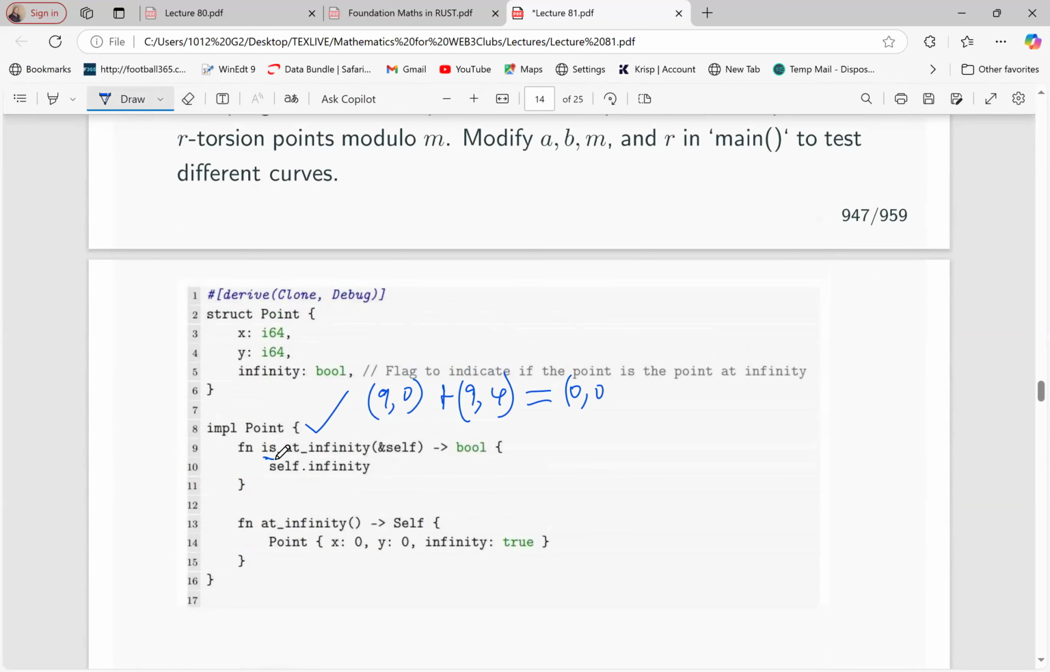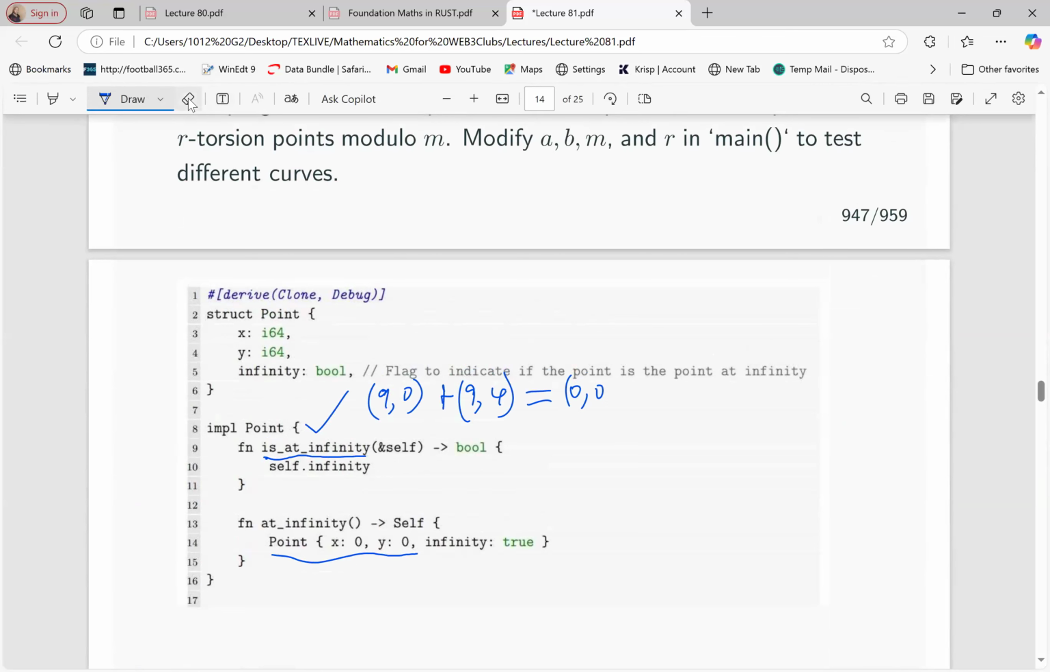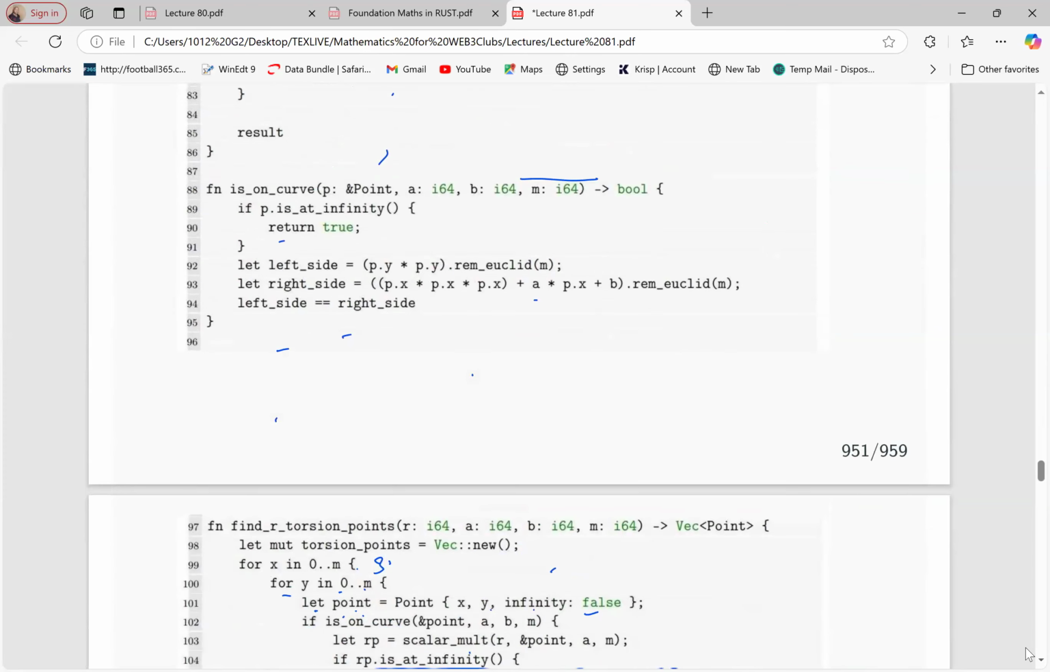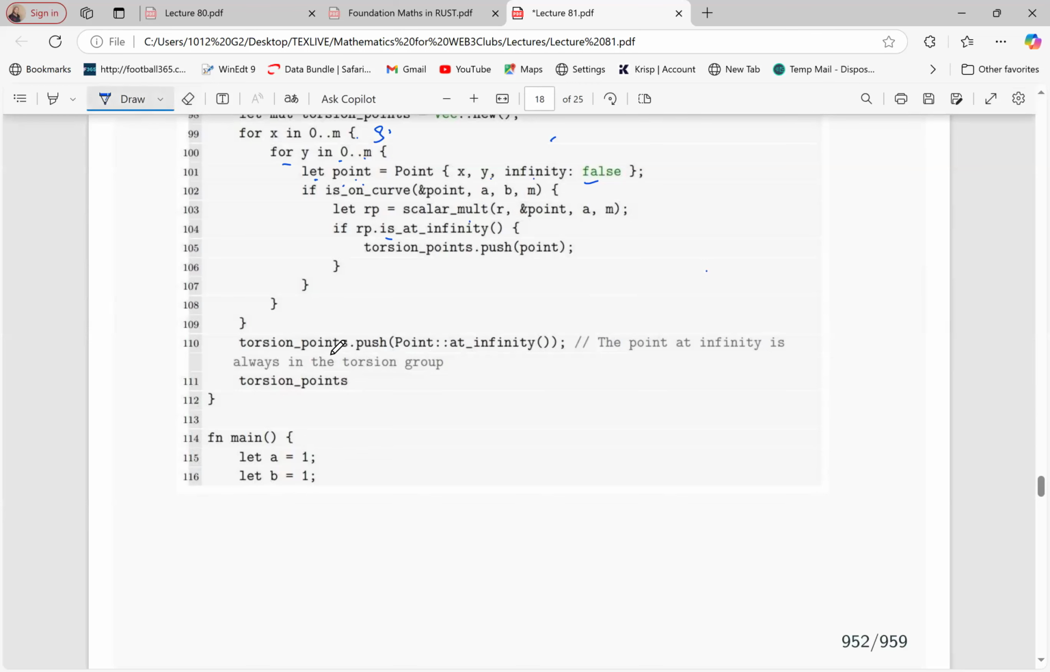So we've already told it that a point is at infinity if the x value is 0 and the y value is 0. So when you ask it to check 9, 0, it just compares this to this and determines that the x value is not 0, so this one is not at infinity. But if you give it 0, 0, it compares and tells you that this point is at infinity. So that is how we are doing this torsion thing, and this is the function that is doing that. We are pushing every point that is a torsion point to the empty vector there.